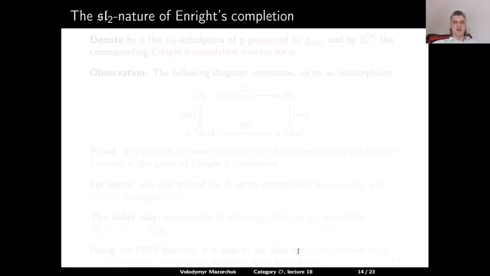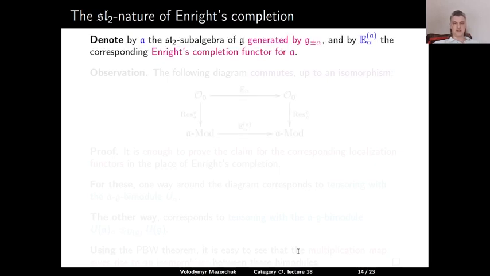A very important property of Enright's completion is the following property, which I usually call the SL2 nature of Enright's completion. Let us denote by A the SL2 subalgebra of G generated by G plus minus alpha. And let us also denote by E alpha upper A the corresponding Enright's completion functor for this algebra A. I claim that the following diagram commutes up to an isomorphism of functors.